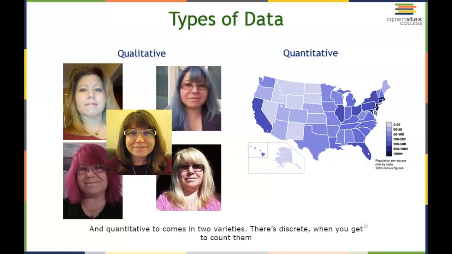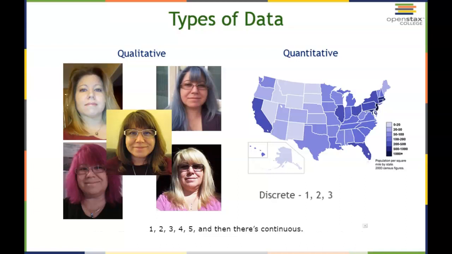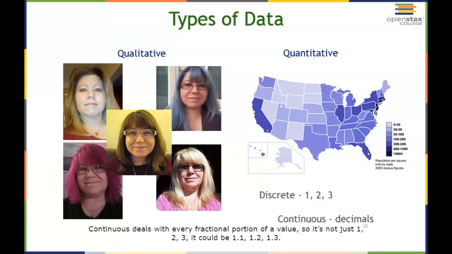Now, quantitative comes in two varieties. There's discrete, where you get to count them 1, 2, 3, 4, 5, and then there's continuous. Continuous deals with every fractional portion of a value. So it's not just 1, 2, 3. It could be 1.1, 1.2, 1.3.